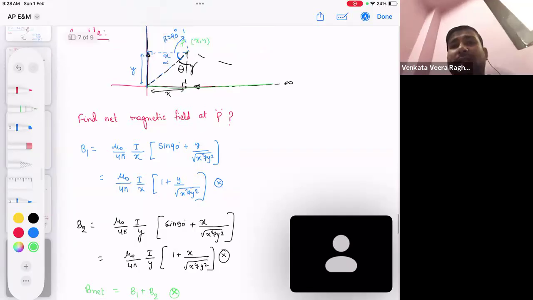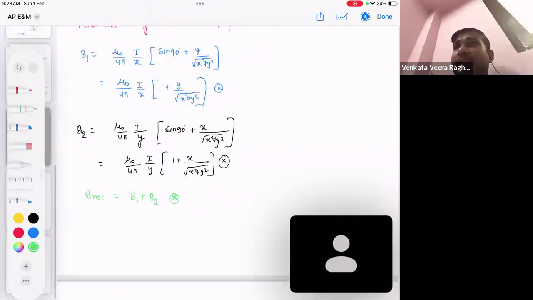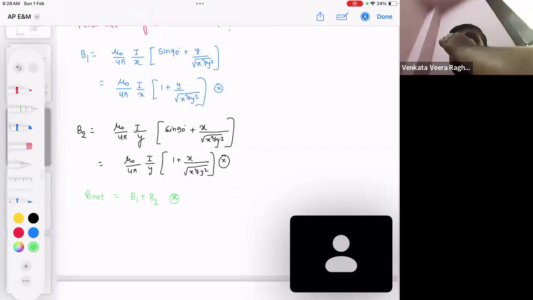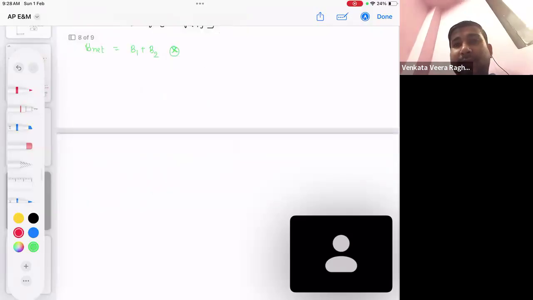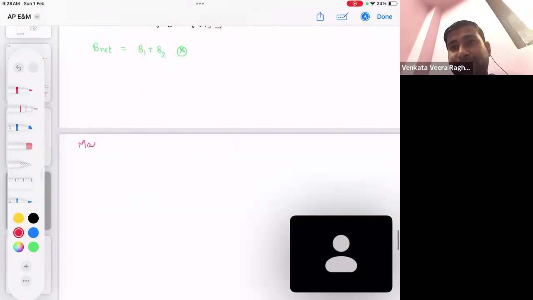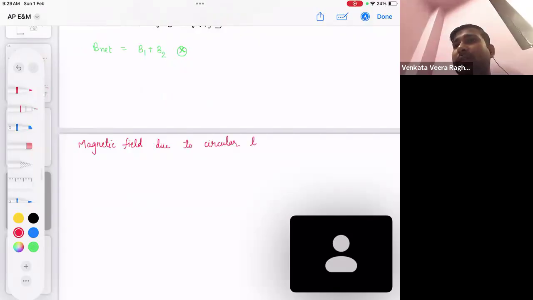Now, after we discuss the circular loop and what the magnetic field is, then we will discuss the combination of loop and straight portion, and how to calculate the magnetic field. Okay, so let's calculate the magnetic field due to a circular loop, or a circular current carrying wire, you can also say.